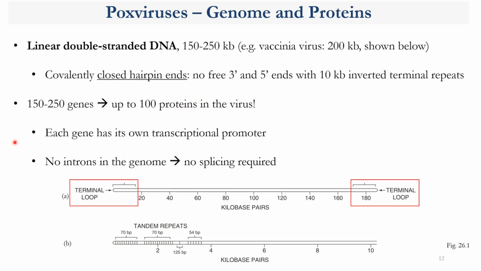And what you'll see is some of the eukaryotic features, or some of the genetic features that we see in prokaryotes as well as eukaryotes. So each gene has its own transcriptional promoter. That's generally true for eukaryotic cells, okay? So each of these genes has its own promoter. There are no introns in the genome, so as a result, the mRNA does not need to be spliced. So you can just synthesize mRNA and from there on, you can make the proteins.